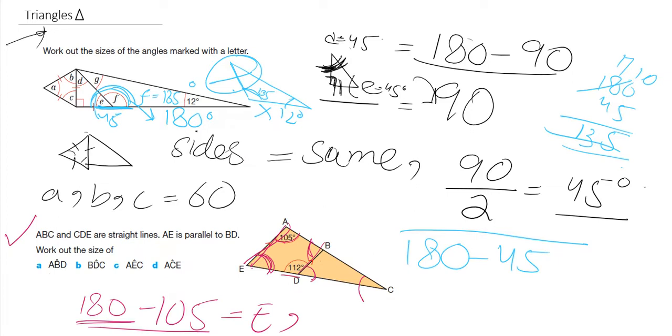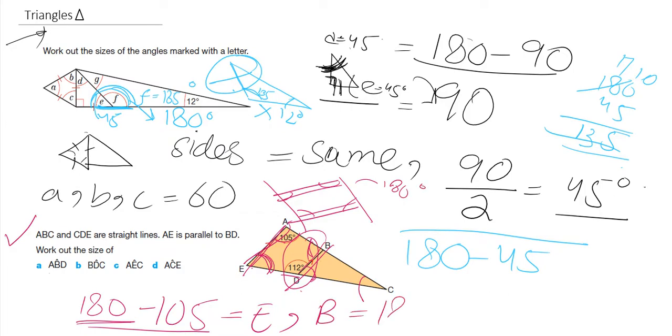And over here you can see this is also a parallel line. These are both parallel lines, and the co-interior angles here will add up to 180 degrees. Again you have to find the B angle. You just need to subtract 112 from 180. So that's it, you find the E angle and the B angle.